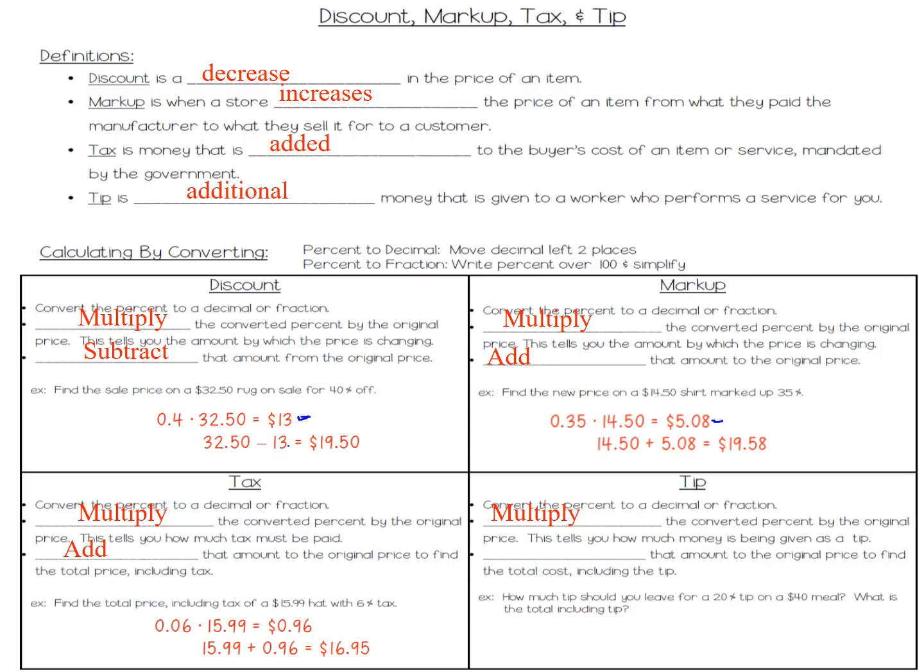All right, with tip, you convert the percent to a decimal, multiply the converted percent by the original price. This tells you how much money is being given as a tip. Then you add that amount to the original price to find the total cost including the tip.